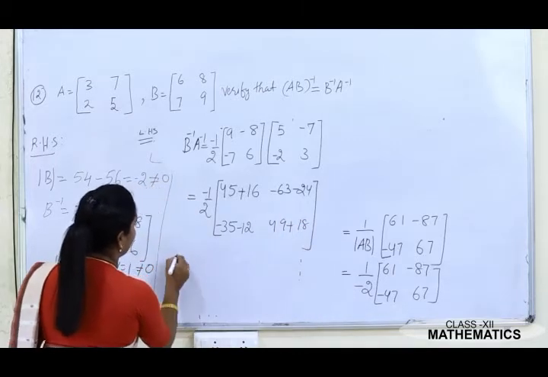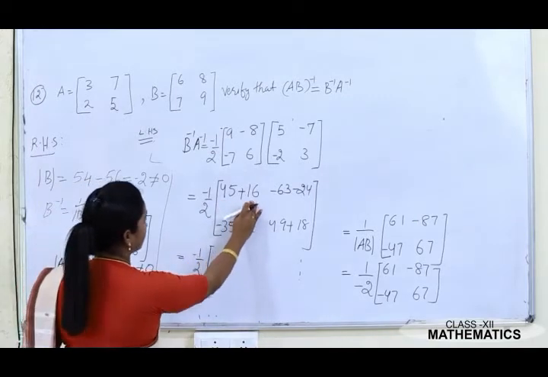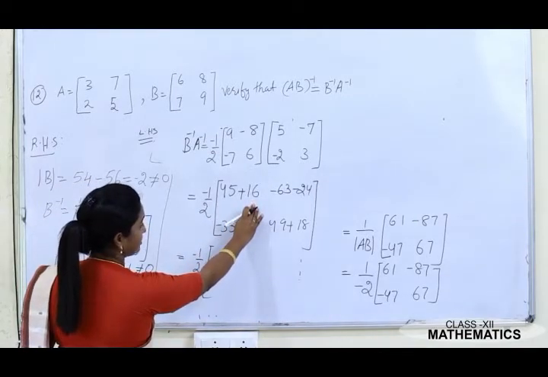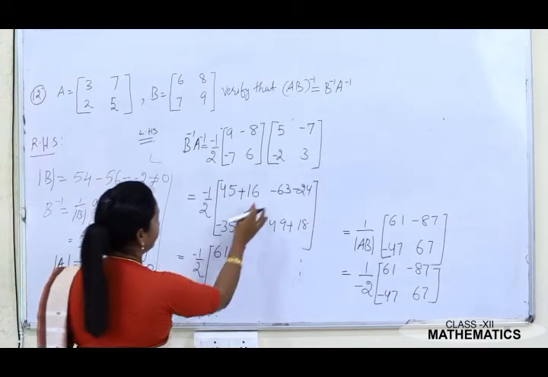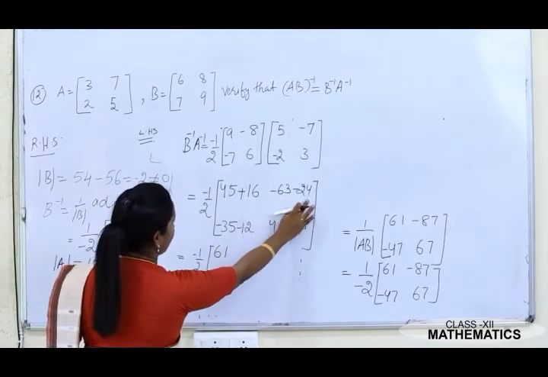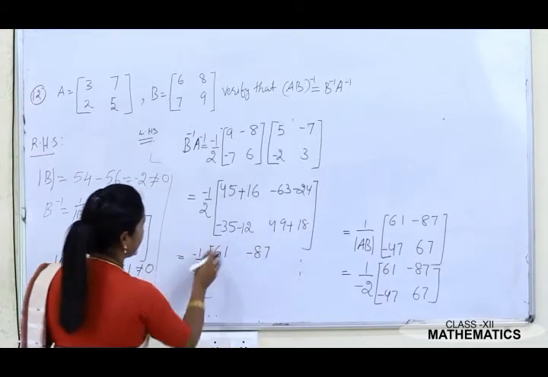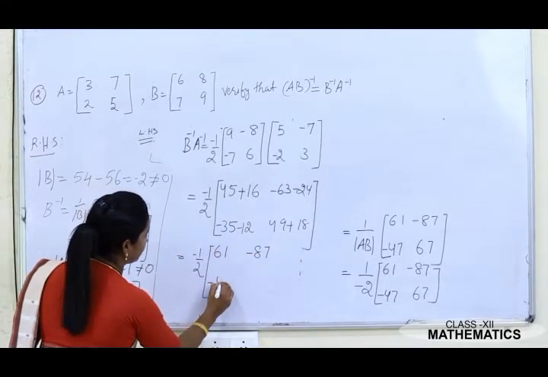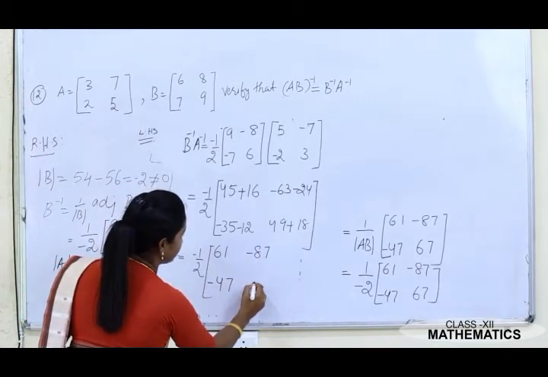Okay. Now look at here, minus half. 45 plus 16 कितना होगा आपका? 61. Okay. So 61 you got it. And here it is what? Minus 63 minus 24 कितना होगा आपका? Minus 87. ठीक है, यहाँ पे कितना होगा? Minus 47. और here it is how much? 67. Correct.